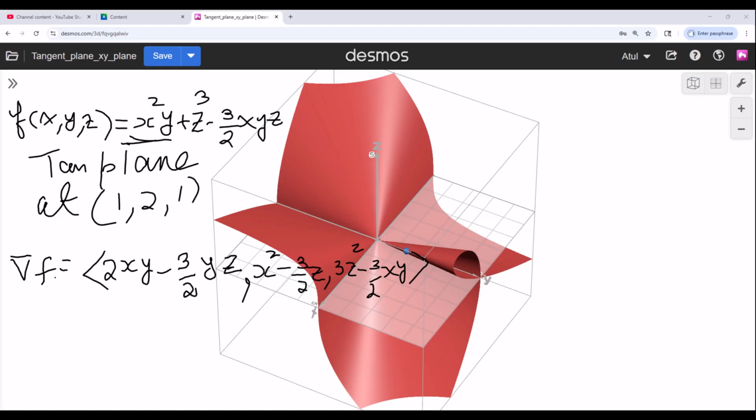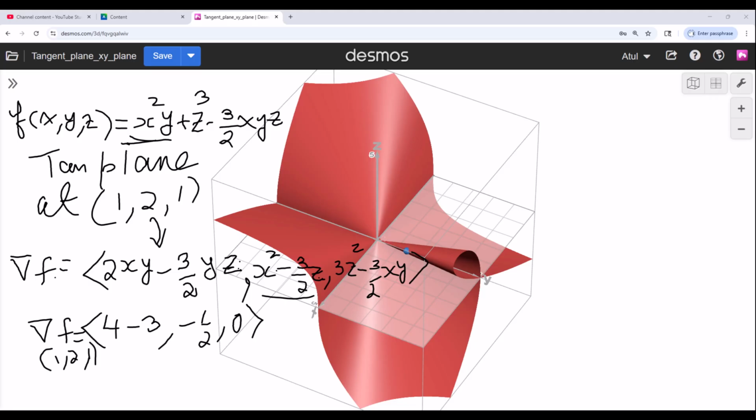Okay, so if we calculate it at 1, 2, 1, what will be the gradient of f there? Let's put it in. 2 times 2 is 4, then 4, and then minus 3 over 2 yz. z is 1, y is 2, so that will be 4 minus 3, which gives 1. Then negative 3 over 2 times 1 will be negative 1 half, and this will answer the question, right?